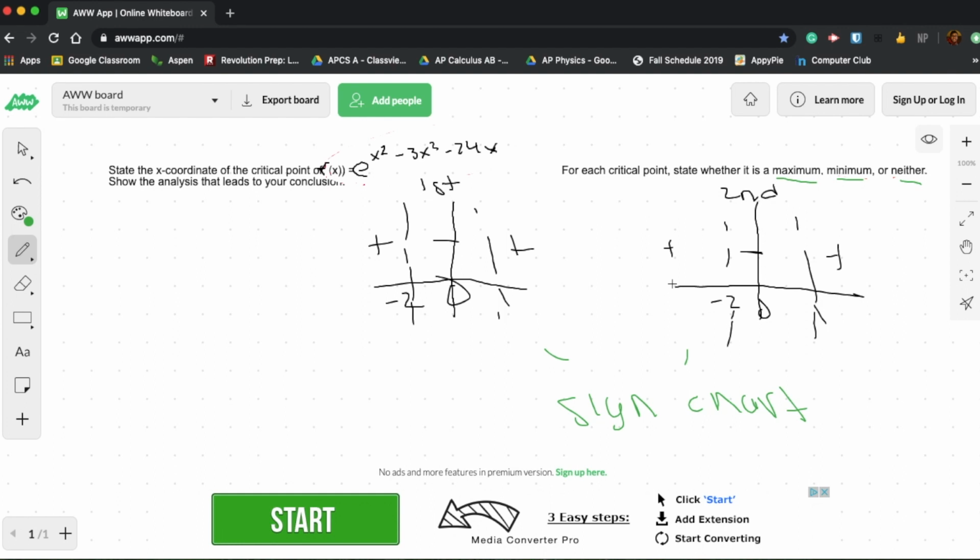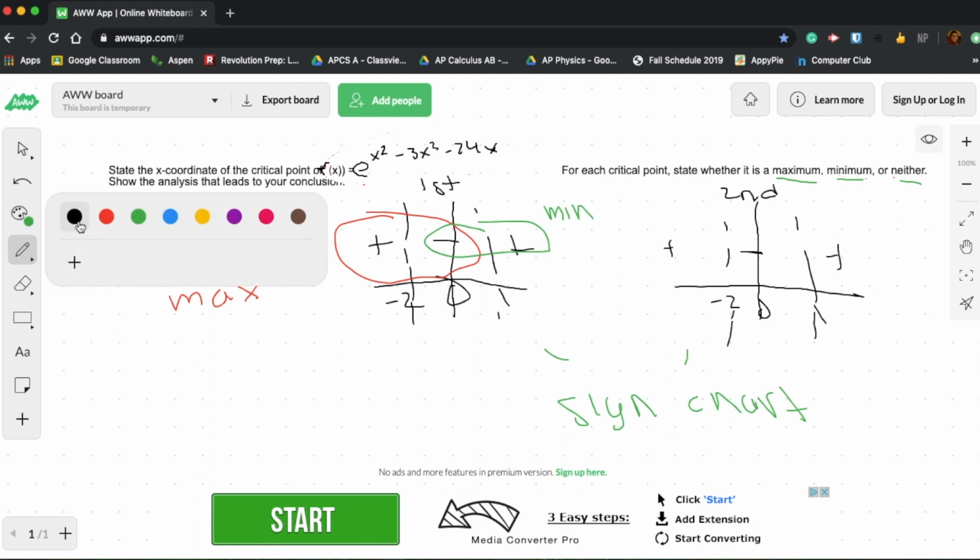Now I'm going to recap exactly what sort of combination results in a minimum or maximum. When it goes from positive to negative, that is a maximum in the first derivative test. When it goes from negative to positive, that's a minimum in the first derivative test. The only way where it would be neither is, for example, if this was positive, it would stay positive, positive. Then in that case, it would be neither.